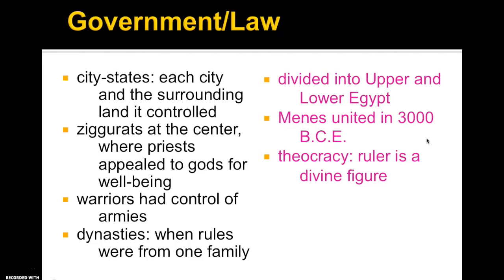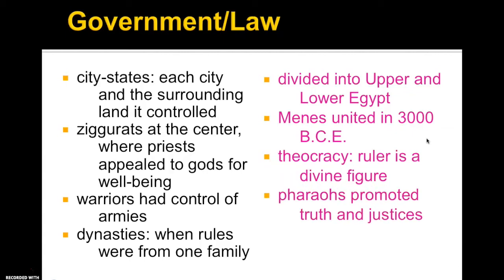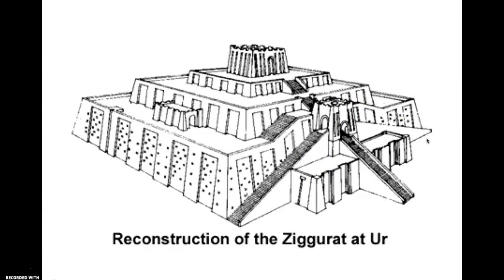As I said before, the pharaoh is the king god. It intertwines government and religion. It is almost as if it is one. And in Egypt, the pharaohs promoted truth and justice, or that's what they had the people believe was the case.